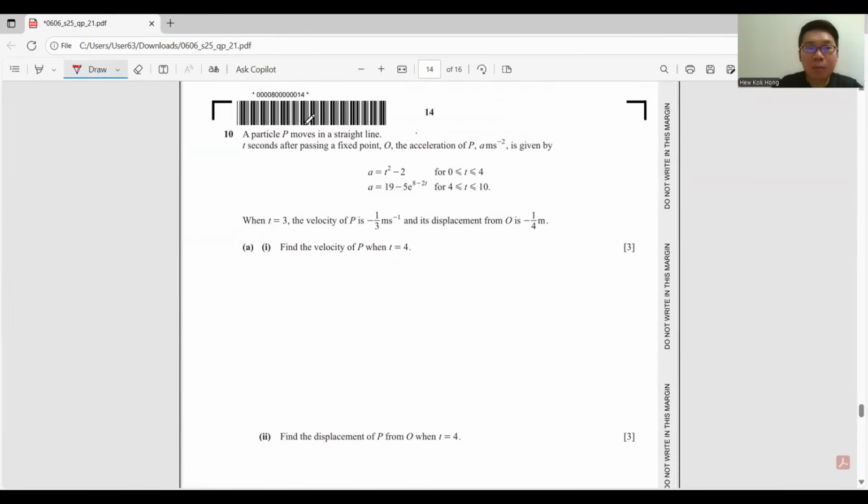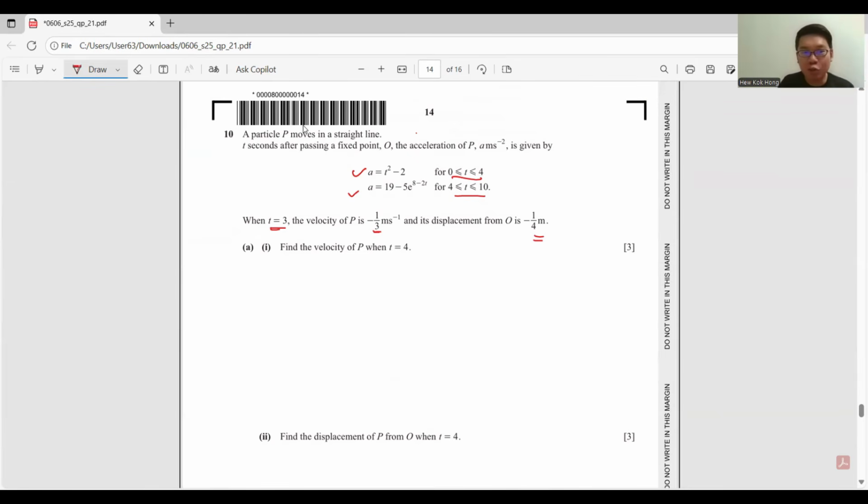Question 10. A particle P moves in a straight line. Recently, for kinematic questions, they like to give you two equations for different time ranges. Then they say when time is 3, they give you the v and s. So obviously, you can use this t, v, and s to do integration.